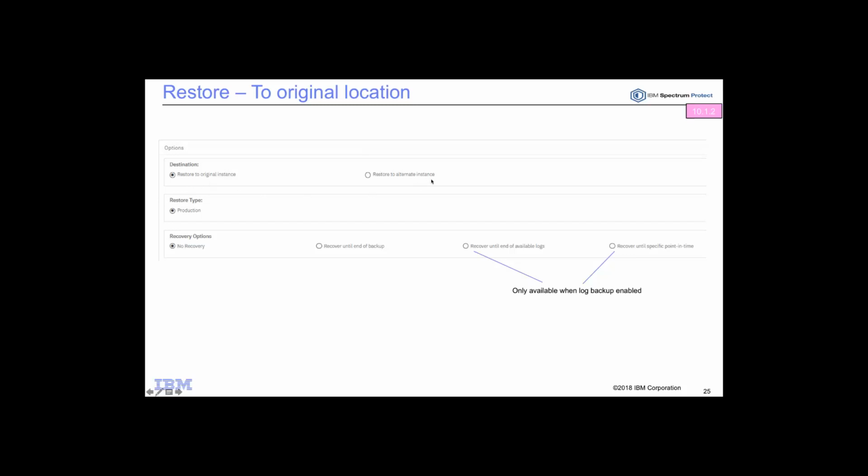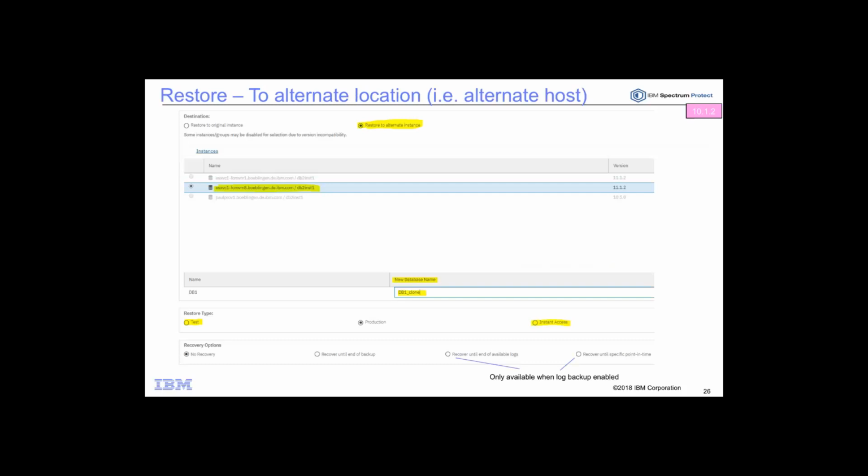Restore to original instance or to an alternate instance, a production restore, and the recovery options that you are going to use. So here we are restoring to an alternate location, and as you can see, we have picked the alternate server to restore to, changed the name of the database that we are restoring to, and also we now have the ability to do an instant access and a test restore, and then run recovery as desired.